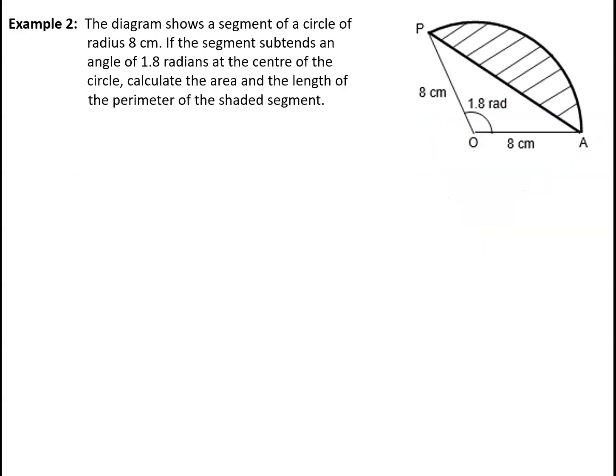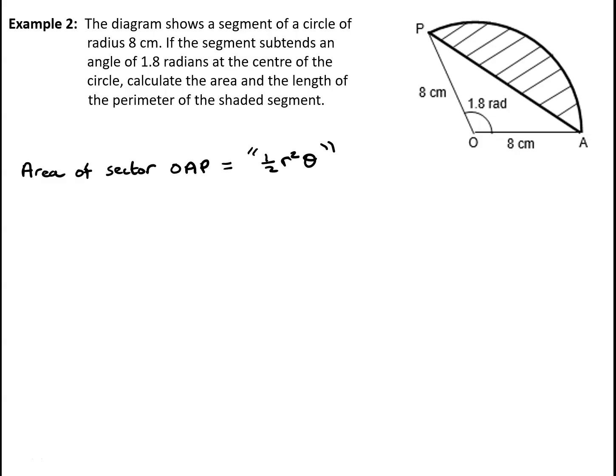For our second example, the diagram shows a segment of a circle of radius 8 centimeters. The segment subtends an angle of 1.8 radians at the center of the circle. We've got to calculate the area and length of the perimeter of the shaded segment.